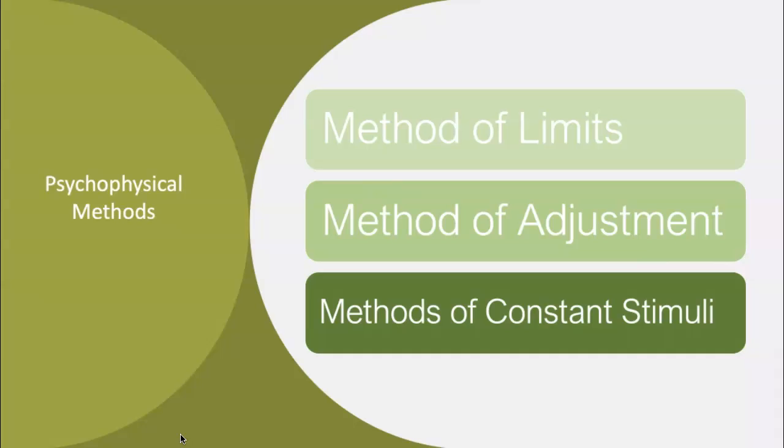Now, method of limits, method of adjustment, and method of constant stimuli. We're going to talk about this a little bit later, but what I want you to get now, which is really important, is the term psychophysical methods. Essentially, psychophysical methods refers to the psychological responses to physical stimuli. So hearing testing is a psychophysical test because you're giving a threshold response. You're pushing a button or raising your hand as the signal gets louder and softer and as it changes in frequency. Okay, so for now, let's not worry about those method of limits, adjustment, and constant stimuli. Let's focus on what psychophysical methods means.